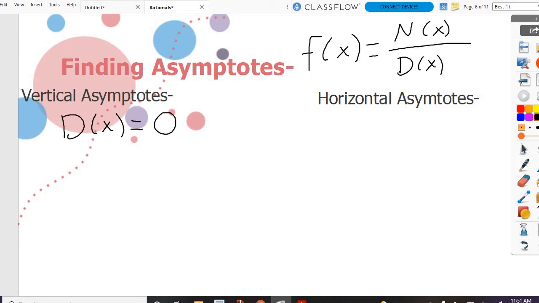You said with the horizontal one, the n of x equals 0. Not quite. Now, we will end up setting our n of x equal to 0 because that's going to give us our x-intercepts, but it doesn't give us our horizontal asymptotes. It'd be nice if our horizontal asymptotes were that straightforward, but they're not. So we have to look at our degrees. So remind me, what is the degree of a polynomial? How do I know what the degree is? The biggest exponent.